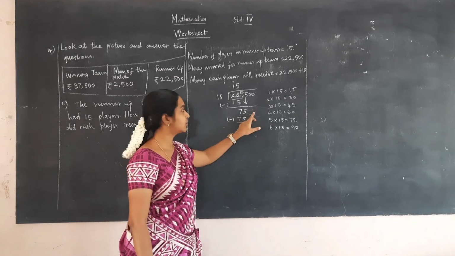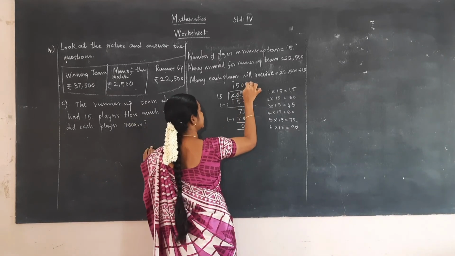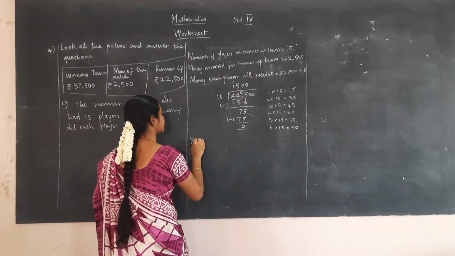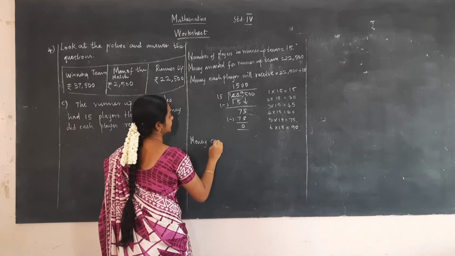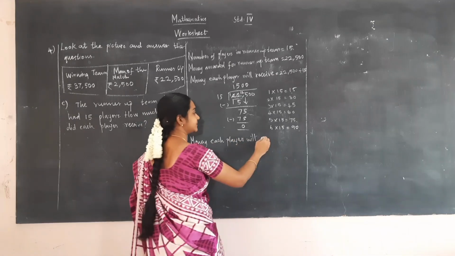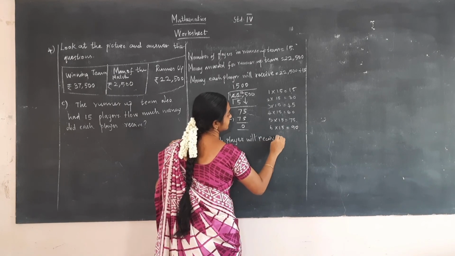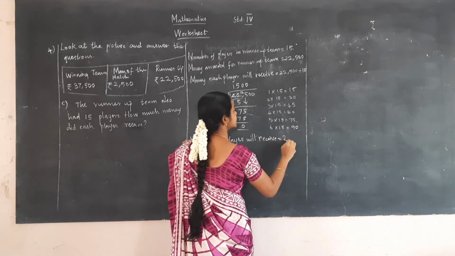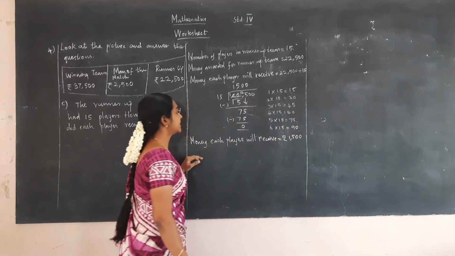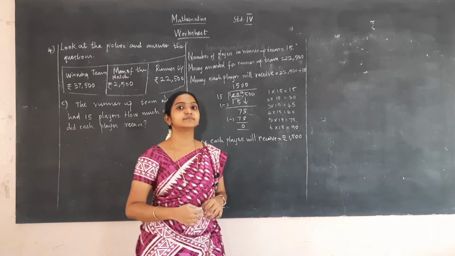But we have not divided these two zeros, so add those 2 zeros in the quotient. Now money each player will receive is rupees 1,500. So each player in the runner-up team will receive rupees 1,500. Thank you, students.